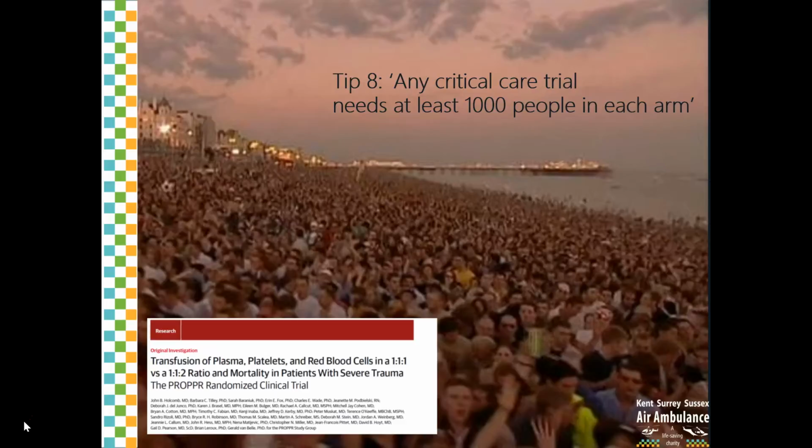And so, like I say, whenever I read a critical care trial and there's less than 1,000 people in each arm, I'm really, really careful to look at, did they do a power calculation? And if they did, were they just looking for too big a mortality drop? I would wonder that about the PROPER trial, whether they just were looking for too big a mortality drop. After all, they didn't really compare low and high ratio, they just compared 2 high ratio blood transfusion strategies.